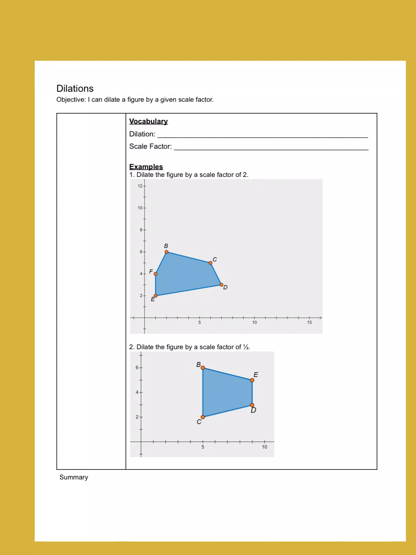For this lesson, we're going to look at how to do dilations of figures. And what a dilation is, it means to shrink or enlarge a figure. So when we dilate a figure, we're either going to make it bigger or we're going to make it smaller. And the scale factor is what tells us how much bigger or how much smaller to make it.